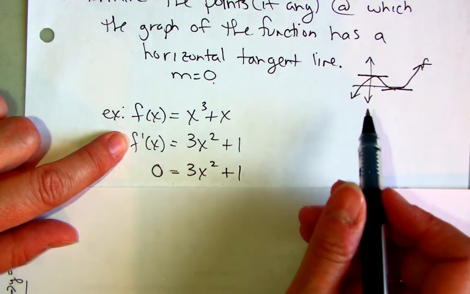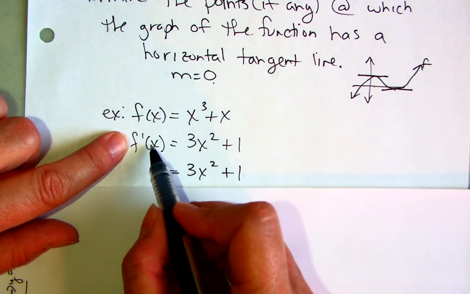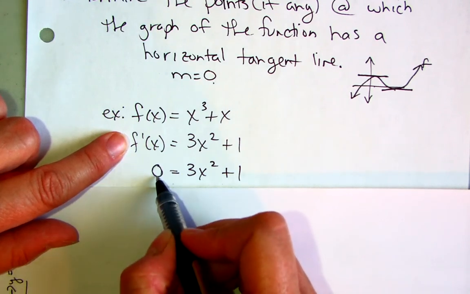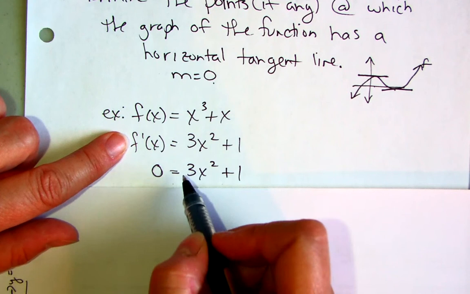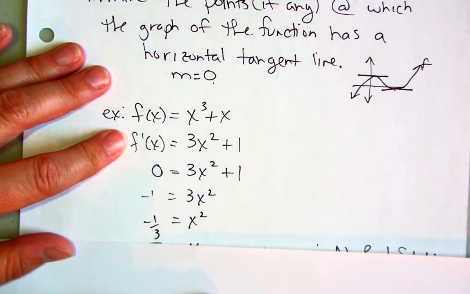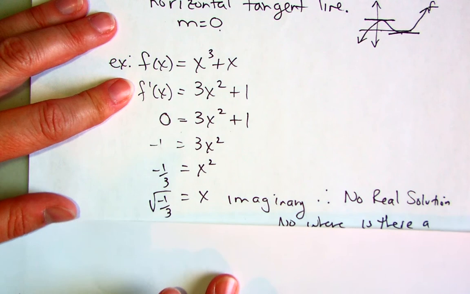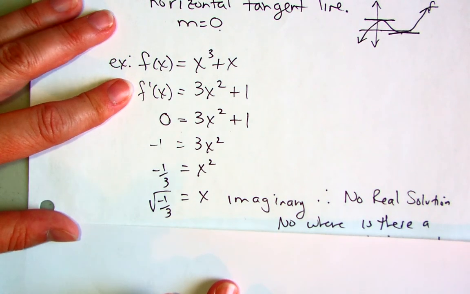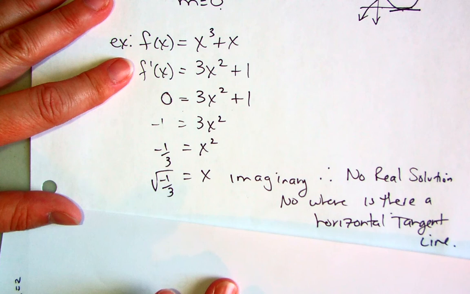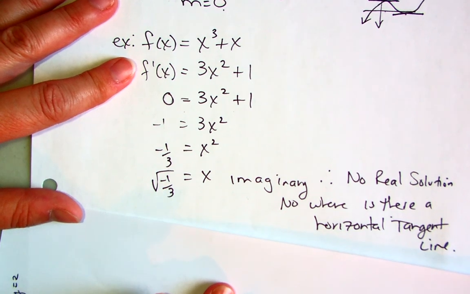Well, I'm asking at what point is the slope going to be 0? Set it equal to 0. The slope of the tangent line is 0. Find out what x is. Just go and solve. So subtract 1. Imaginary. No real solution. Nowhere is there a horizontal tangent line.